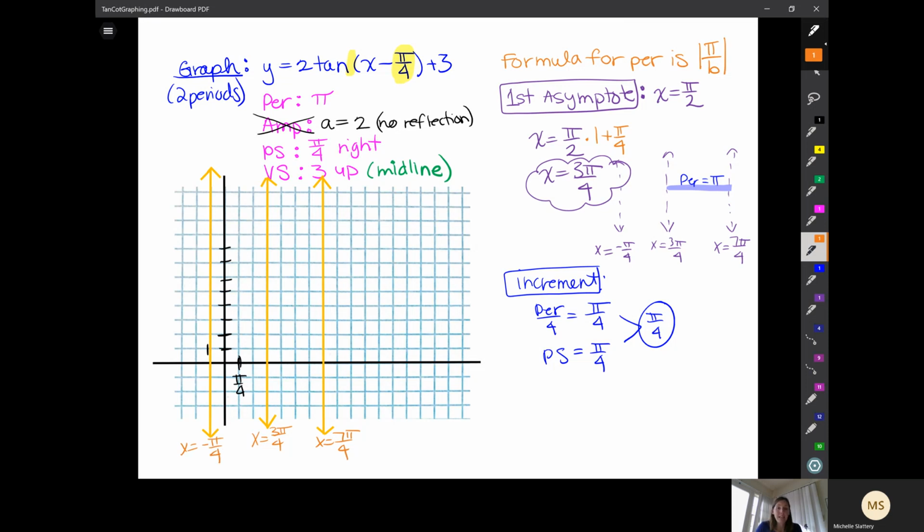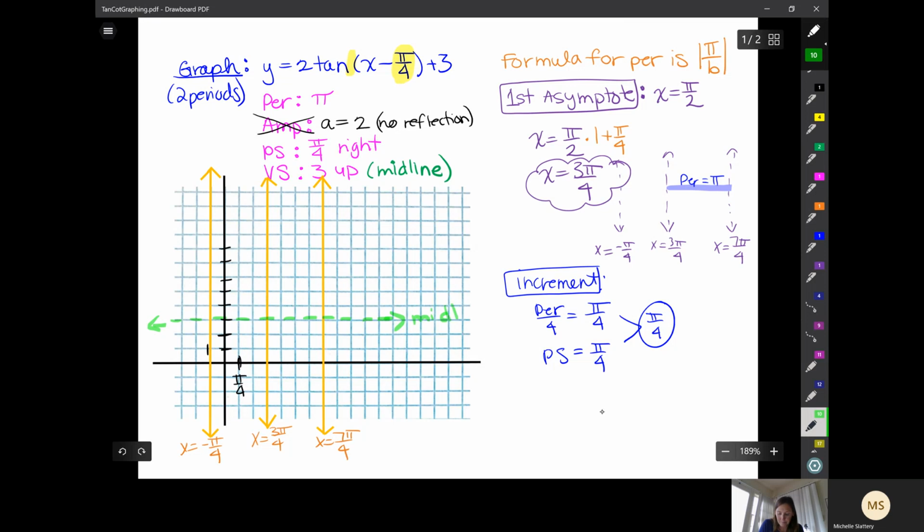Now, the midline, the vertical shift, is always going to represent where that middle point is. So now halfway between the asymptotes, I'm going to have my middle point. Okay, so I know that my middle point is going to be on this midline of 3 units. So if I go up 3, I'm just going to put in a little dashed line here, and that's representing my midline. So halfway between, I'm going to have my center point. So I can just go ahead and put that center point right here. So here I know I have pi over 4 comma 3, and here I know I have 5 pi over 4 comma 3 for that midline.